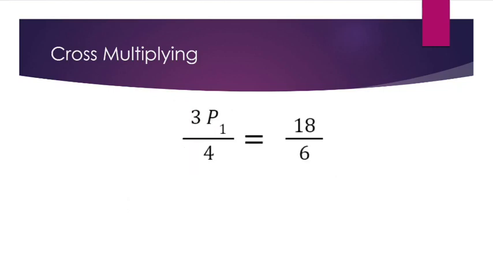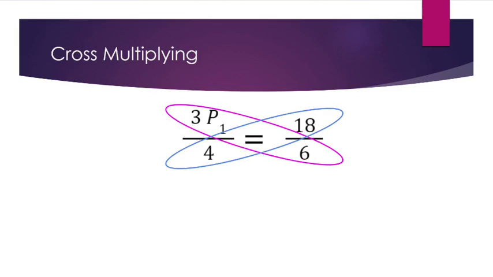Let's say I read through my problem and I ended up with these numbers in these places after plugging them in. And we'll go through the process of finding numbers and putting them in the right places in just a moment. Well, in going about solving this, I would multiply across this first diagonal, 3 times P1 times 6, and set that equal to 4 times 18. Now, in general, I would recommend that you combine the like terms, combine the numbers that you know on each side.